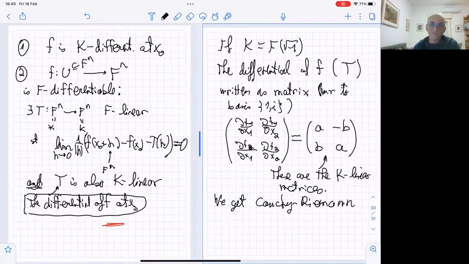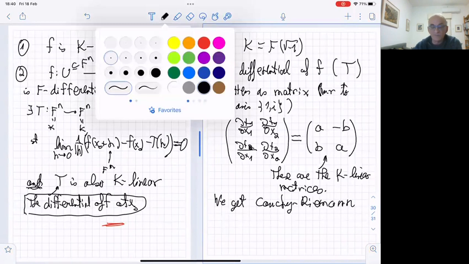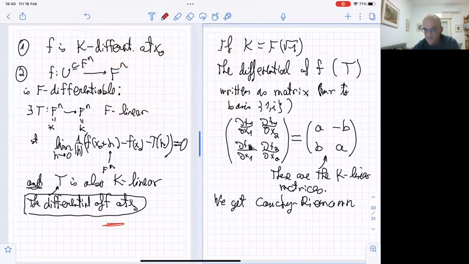You don't need any fancy completeness, local compactness, none of this is needed to get that a function inside K is differentiable if and only if it satisfies the Cauchy-Riemann equations. And now I leave it as a question, how much can one develop the theory on this level of generality? I don't know. I think I will stop here.